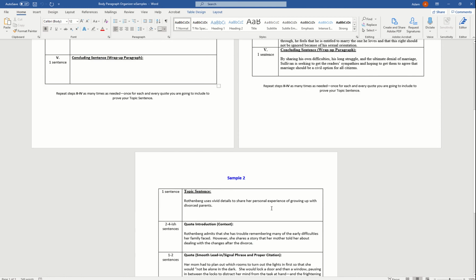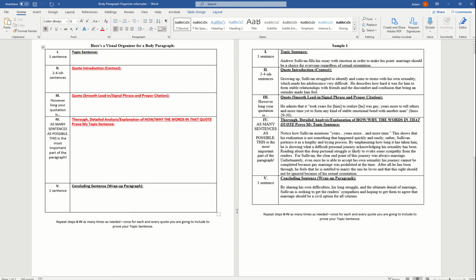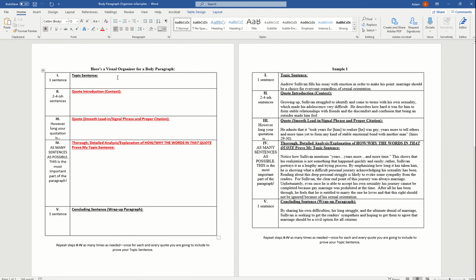Rothenberg uses vivid details to share her personal experience of growing up with divorced parents. My topic sentence for this one might be, both authors use personal experience in their essays. Or whatever that topic sentence was that I wrote on the other page that I could just copy and paste.